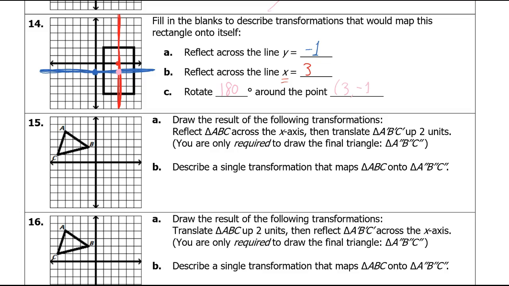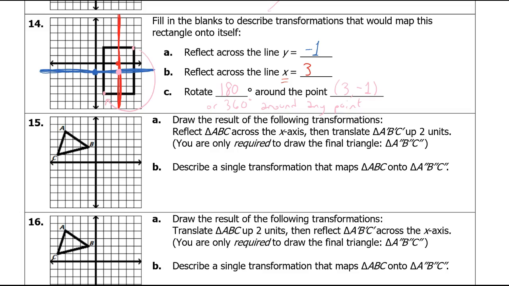3, -1. If I rotate 180 degrees, this point in the upper right corner of the rectangle would end up in the lower left corner, and vice versa. So 360 degrees around any point would be correct. But for this rectangle specifically, 180 degrees around its center is a little bit more specific to this rectangle, so we'll go with that.